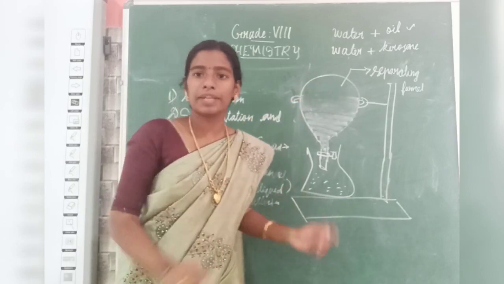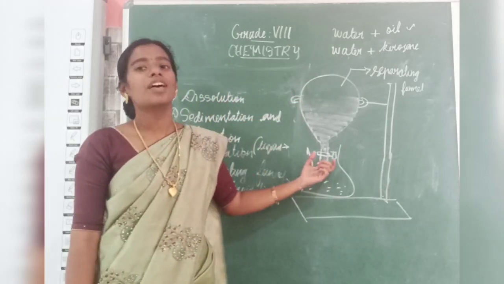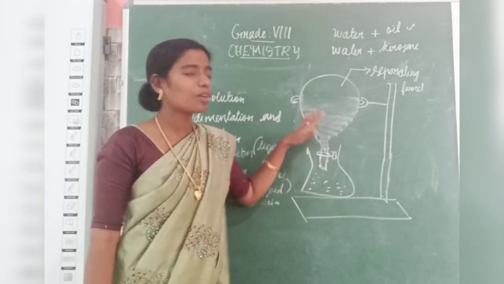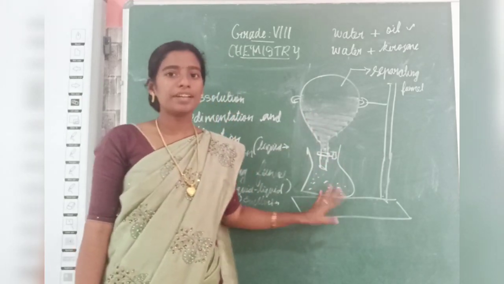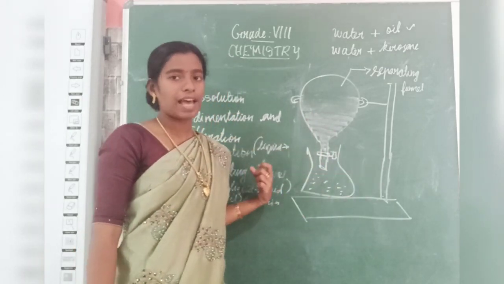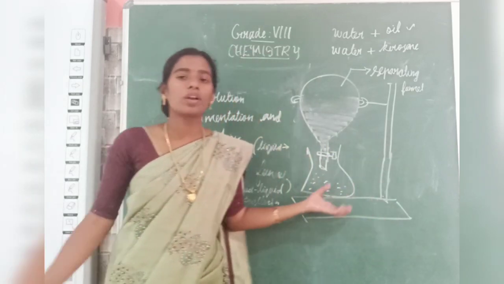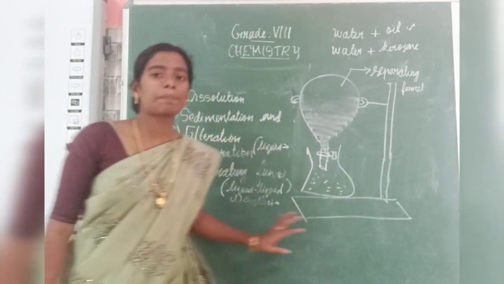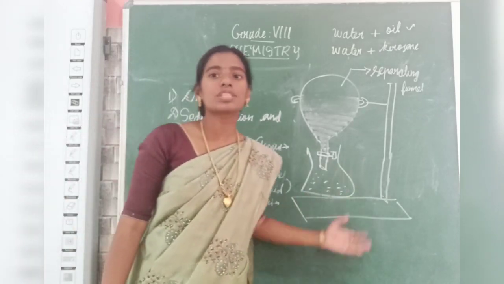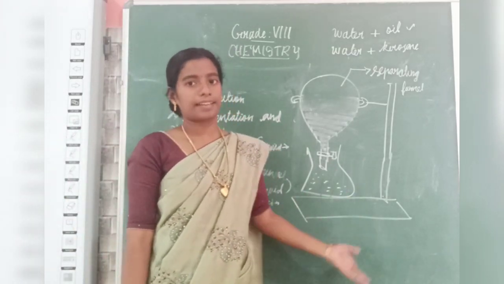Emulsion, it won't mix up. When you open this knob, first the water will be collected, then you have to remove this flask, and again if you keep another flask, you can get the water and oil separated using the separating funnel method. This is a separation technique.